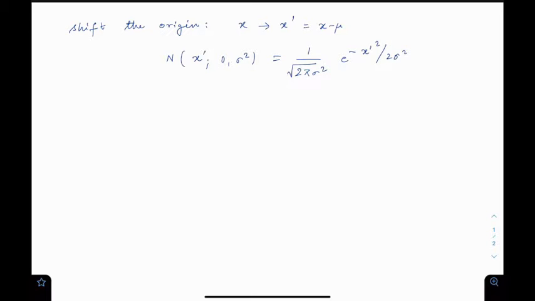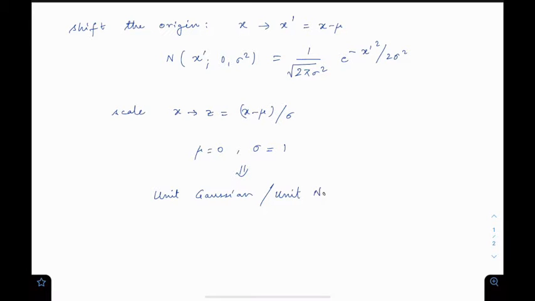We can even change the scale. So we can scale it from x to z, where z is defined as x minus mu by sigma, which allows us to define a standard variable, that is a variable with mu equals 0 and sigma equals 1, which basically gives us what is known as the unit Gaussian or the unit normal or the standard normal PDF.